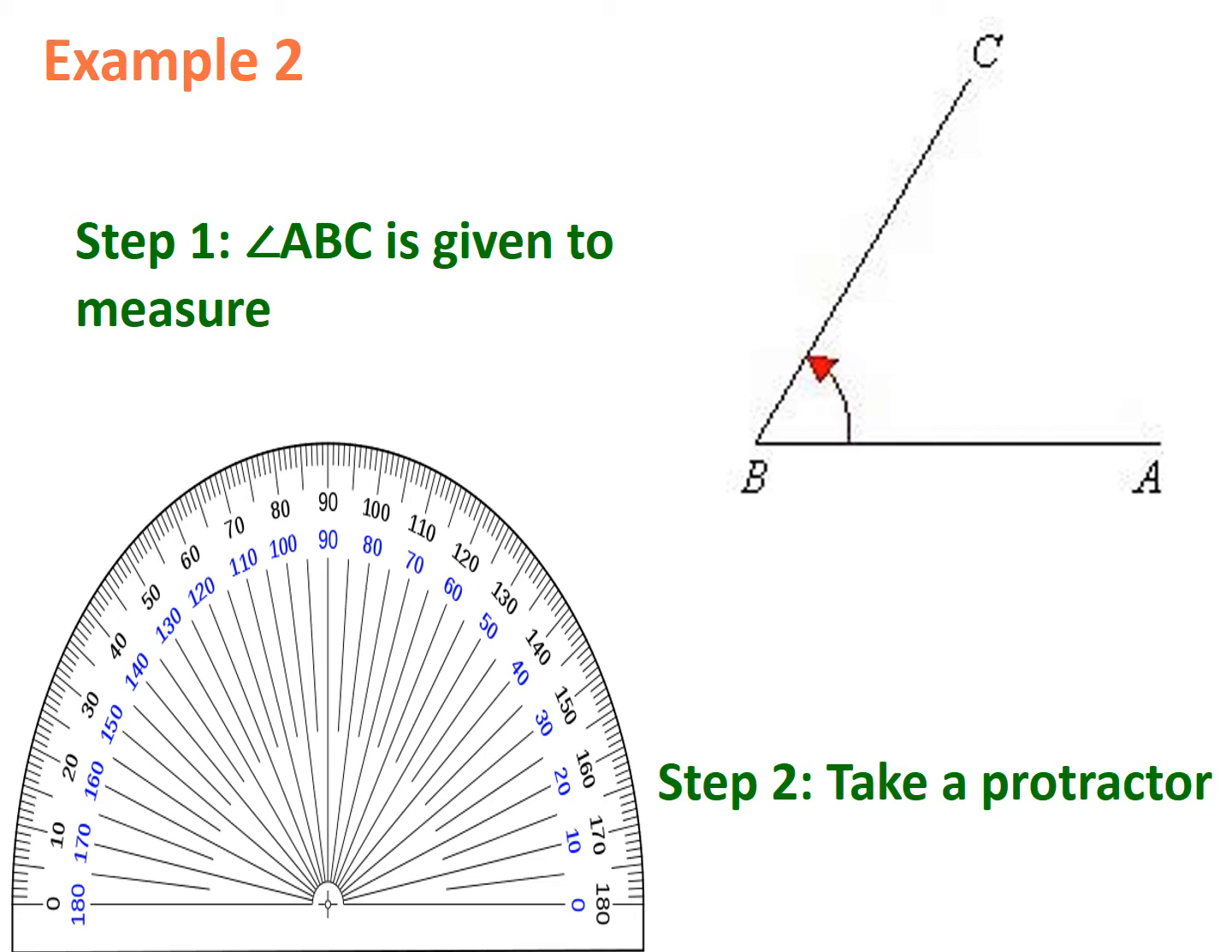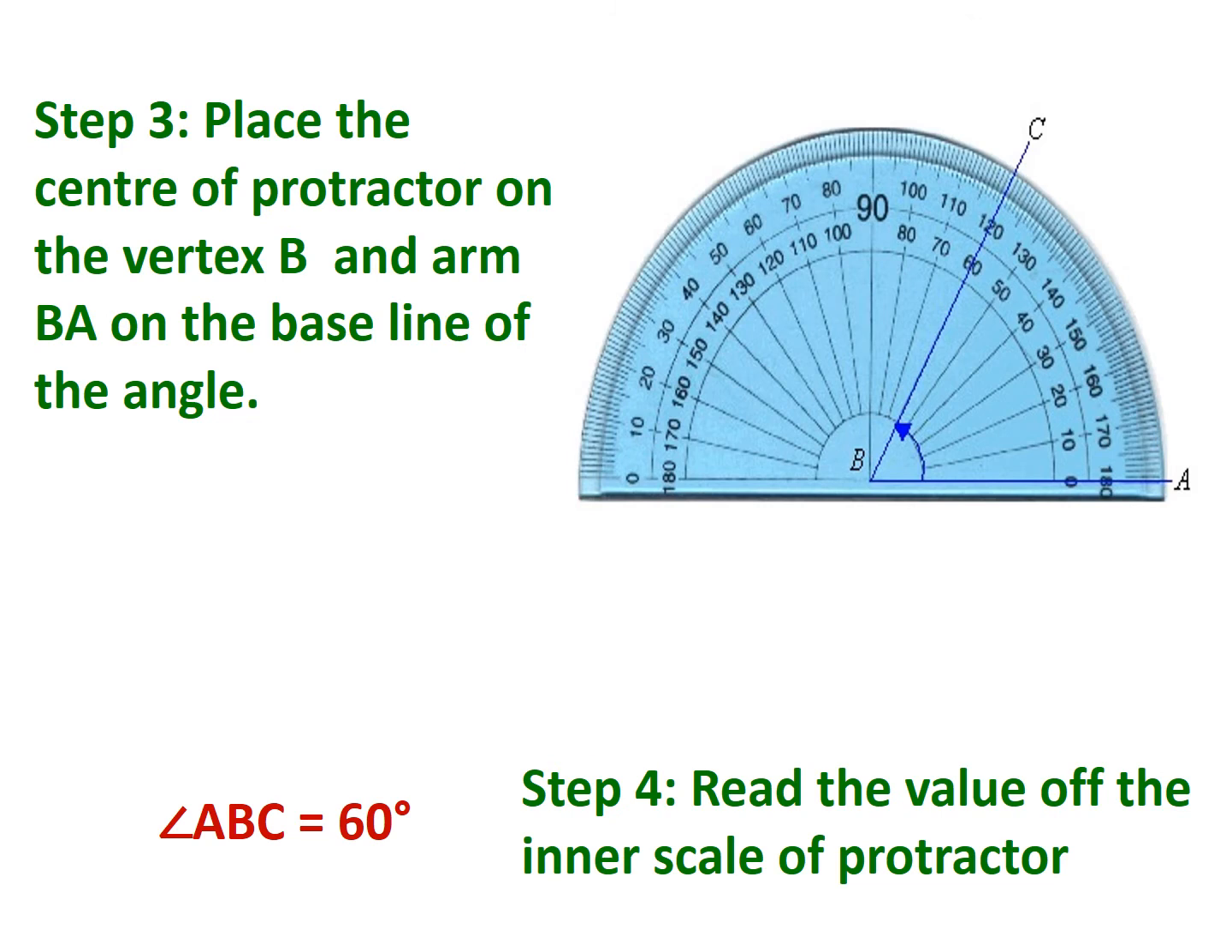Similarly, if I want to know the measurement of angle ABC, I will follow the same steps. First, I will take the angle ABC which I want to measure. Then in step 2, I will take a protractor to measure angle ABC. Then in step 3, to measure the size of angle ABC, place the protractor over the angle so that the center of the protractor is directly over the angle's vertex B. And the baseline of the protractor is along the arm BA of the angle ABC.